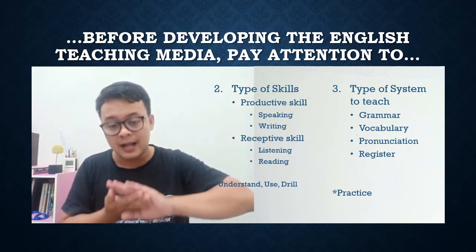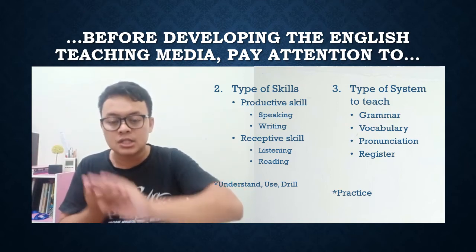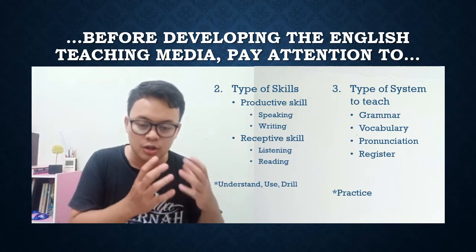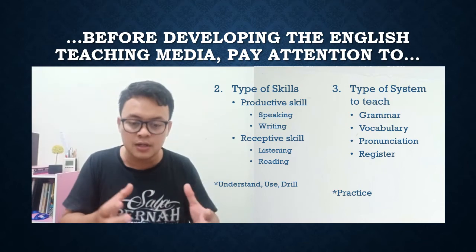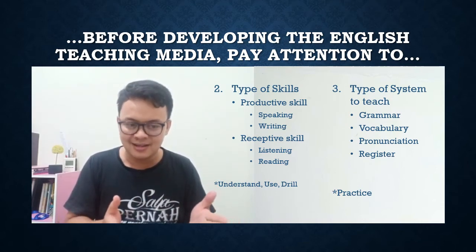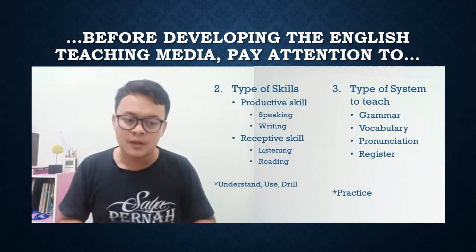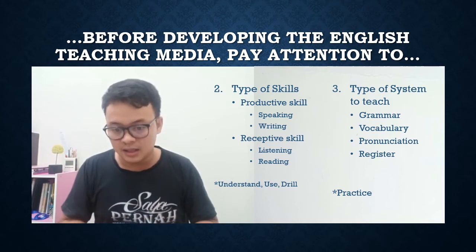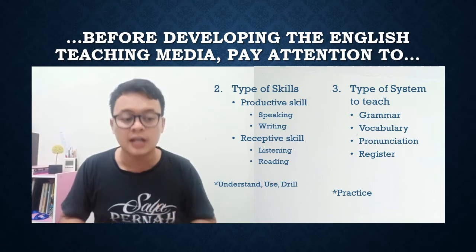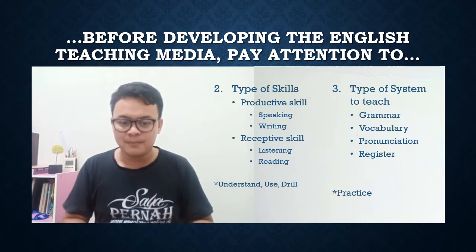So those four elements become the supporting system in order to make the students have a skill in English, right? For example, without grammar, it is hard to speak and write in good English. Without vocabulary, it's hard to speak, to write, to listen, and to read at a good level, for example, right?